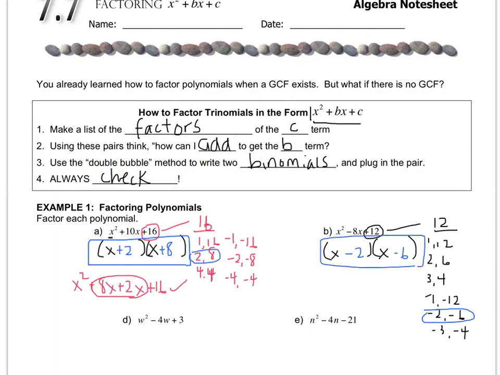You want to check it. I'm going to check with out loud FOIL. F would be x times x. O would be x times -6. I would be -2 times x. And L would be -2 times -6. And when I combine these, I do get -8x, so that's checked.